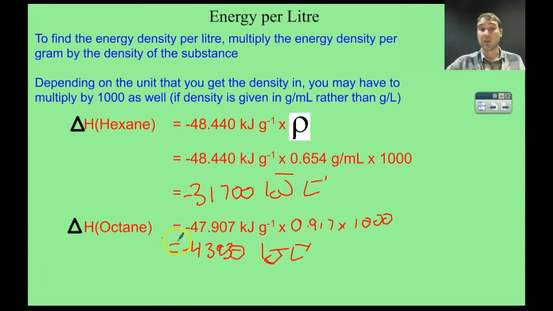Now, I can put my minuses there to show that it's exothermic, but because this isn't a thermochemical equation, we could just say that that amount of energy is being released per litre. Now if we compare our fuels, we can see that octane is a better fuel again per litre because it's more dense. You have more octane in a litre than you would for hexane, so therefore when you burn it you get more heat energy being produced. Let's compare some other fuels.